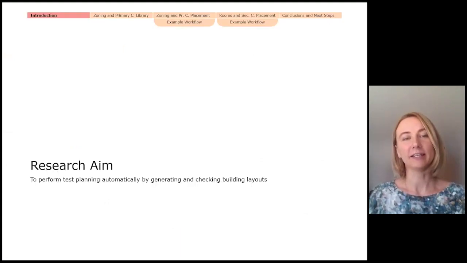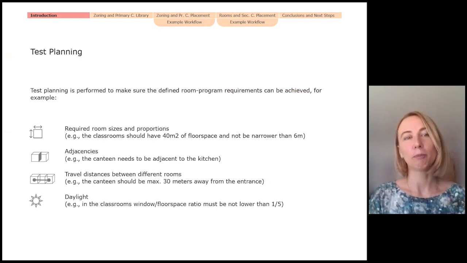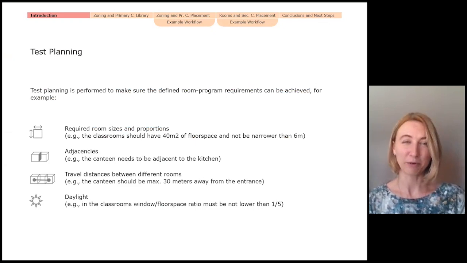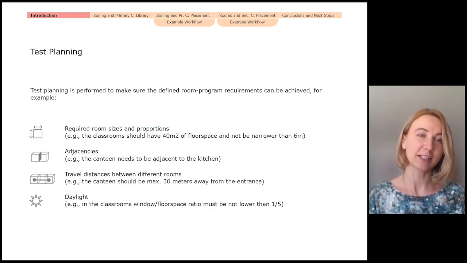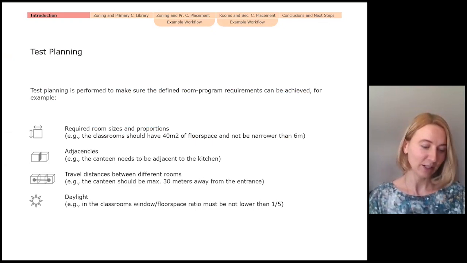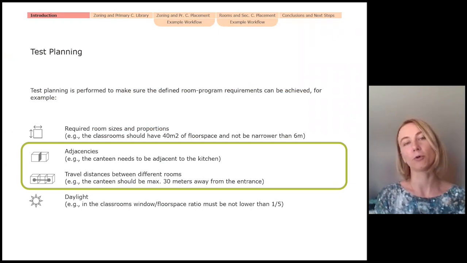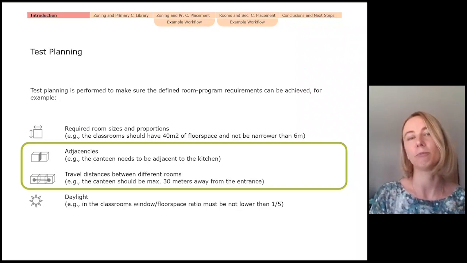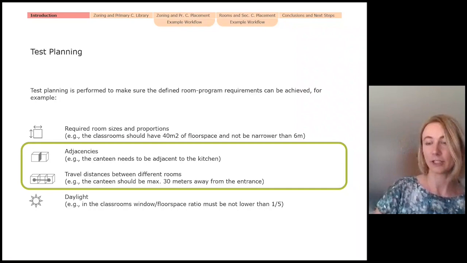In the research that I did, the aim was to perform test planning automatically by generating and checking building layouts. As you probably know, test planning is usually performed before an architectural competition is announced, to make sure that the room program is plausible. I thought it would be the perfect candidate for automatic layout generation, as it can be performed with simplified rules, since it's not going to actually be built. The requirements checked this time were room sizes and proportions, adjacencies, travel distances between the rooms, and daylight. To check adjacencies and travel distances, it is very important that the generated layout has a working circulation system, which existing layout generation methods struggle with. So one of my main focuses was to automatically generate a working circulation system.